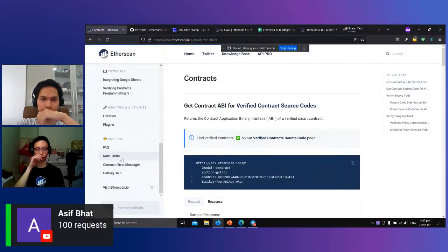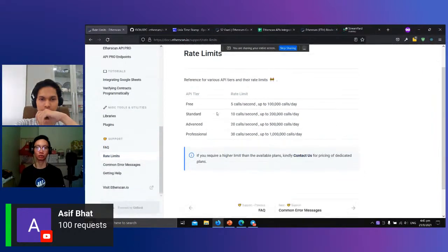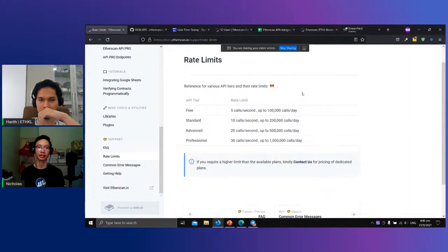Yeah, so we do have some rate limits so that you don't kill the Etherscan servers. For the free tier, you're allowed up to 5 calls per second. So if you want to send, let's say, 1,000 API requests, you will need to throttle these so that you don't exceed the 5 calls per second. Or if you like, you can upgrade your plan so that you get more calls and can send more at any one time.